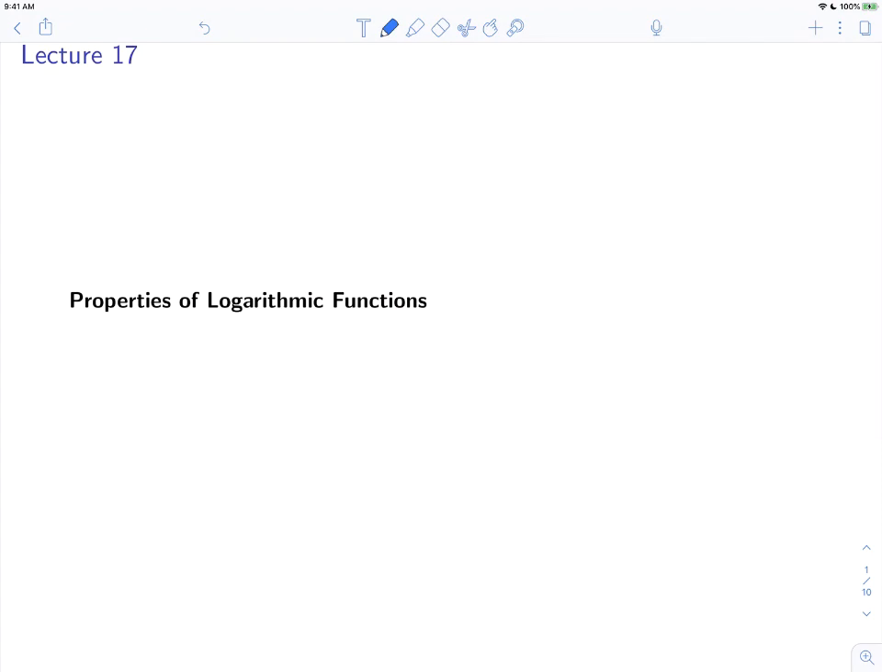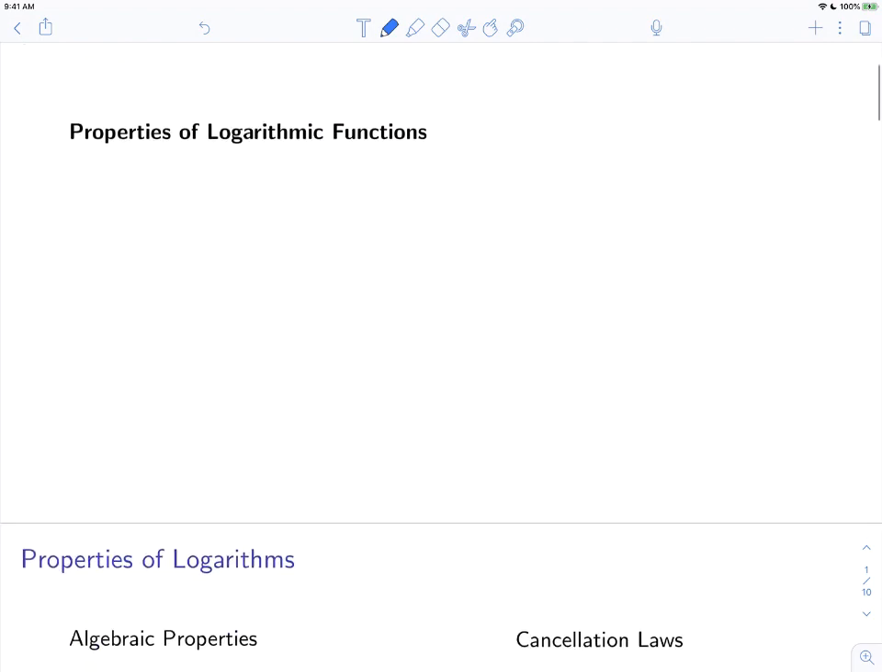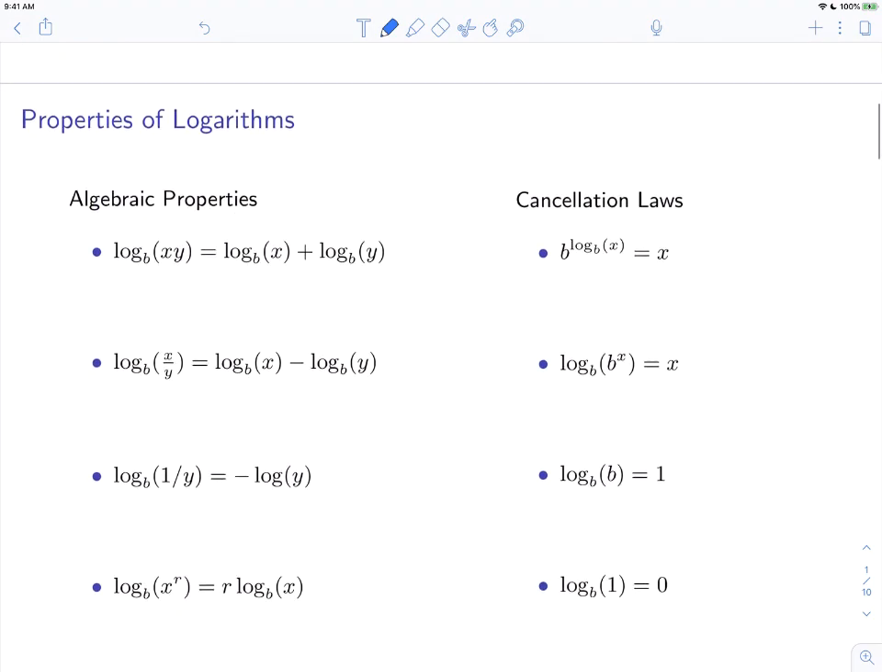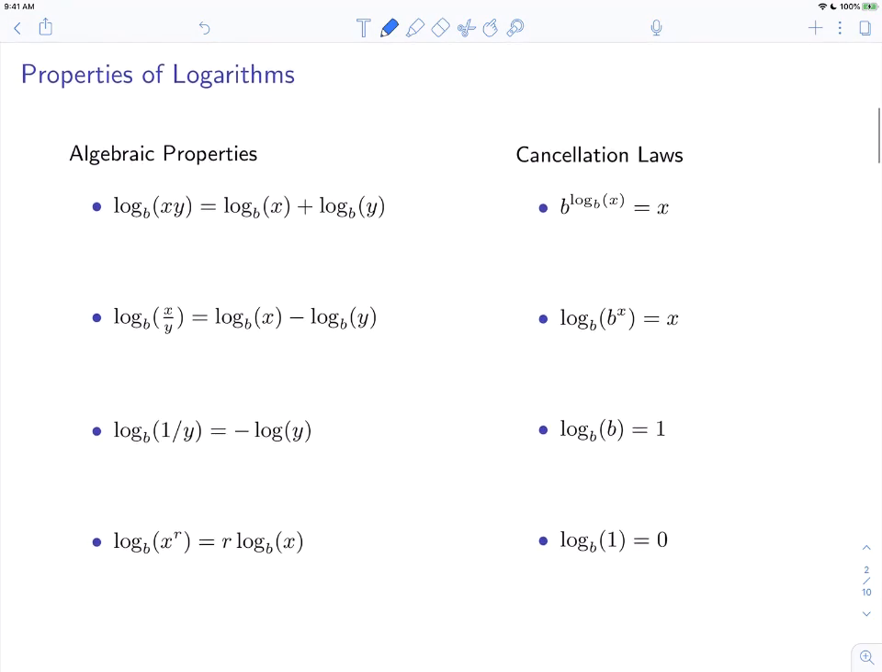In this video, we'll talk about the properties of logarithmic functions. All of the properties of logarithms are derived from the corresponding properties from exponential functions. The main properties that we will use are the algebraic properties and the cancellation laws.